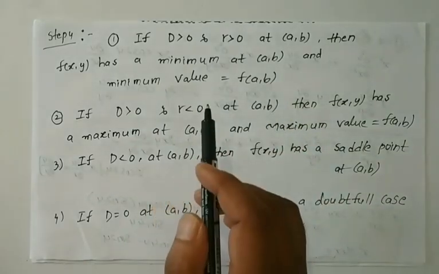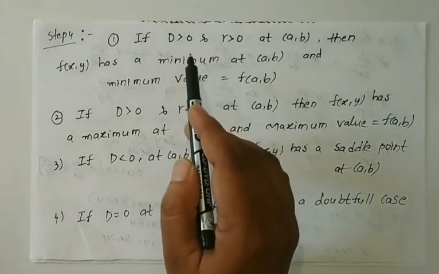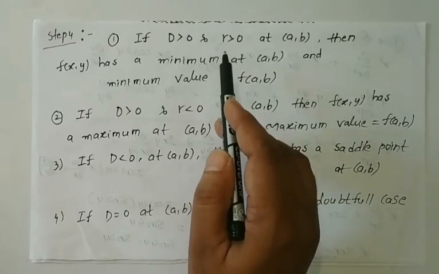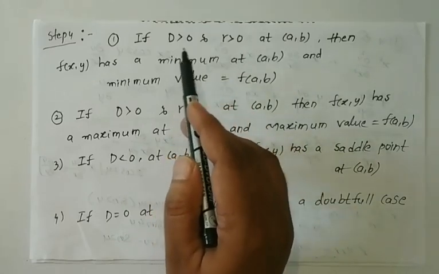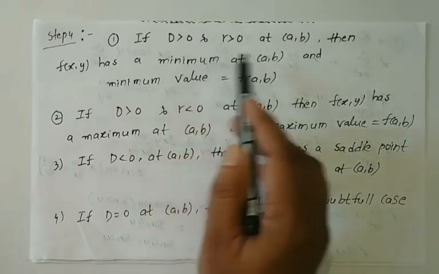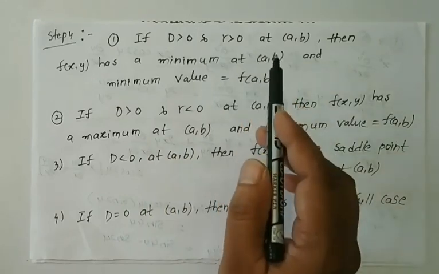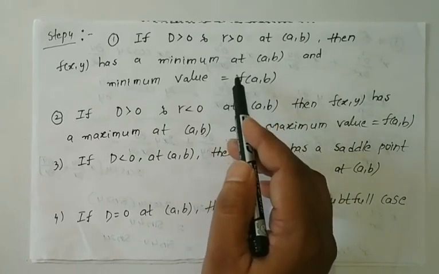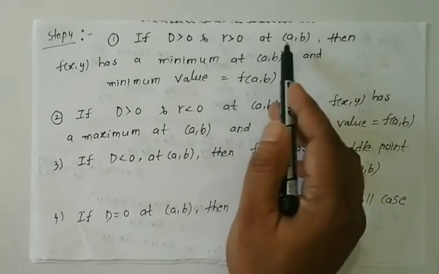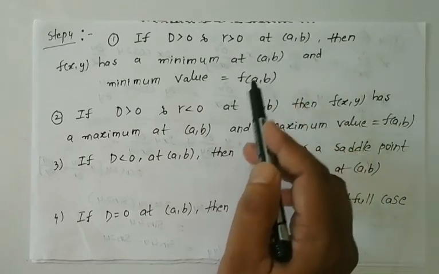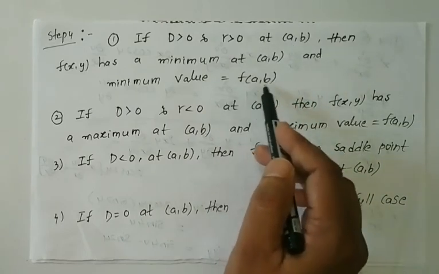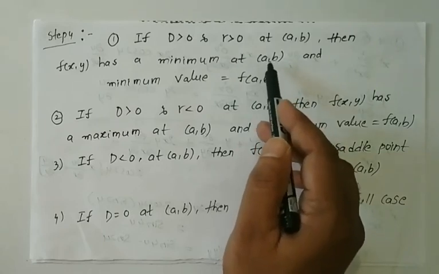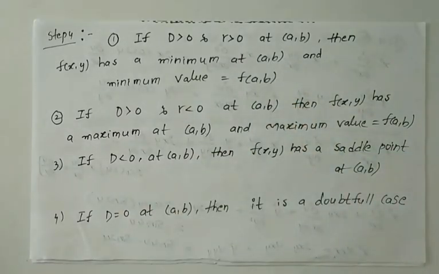Suppose D greater than 0 and r also greater than 0. What is r? fxx. What is D? rt minus s square, both greater than 0 at the point a comma b. Then in this case we can say that the function f of x has a minimum value at the point a comma b. In this case the minimum value will be equal to f of a comma b, and this point is called the point of minimum.